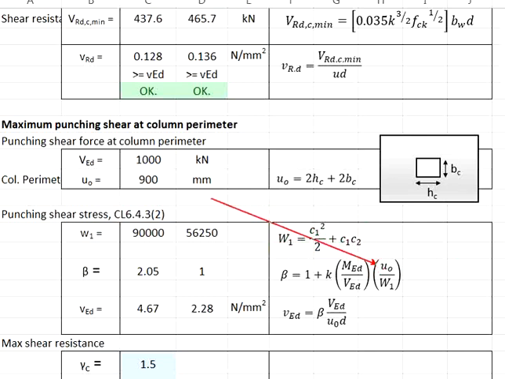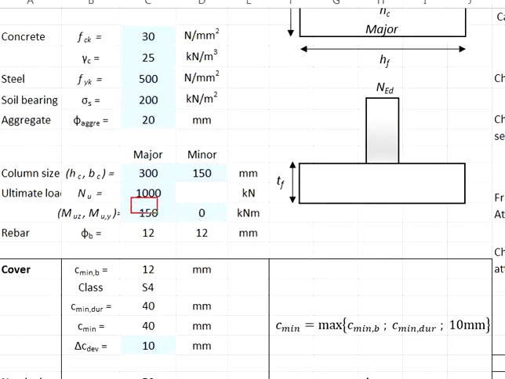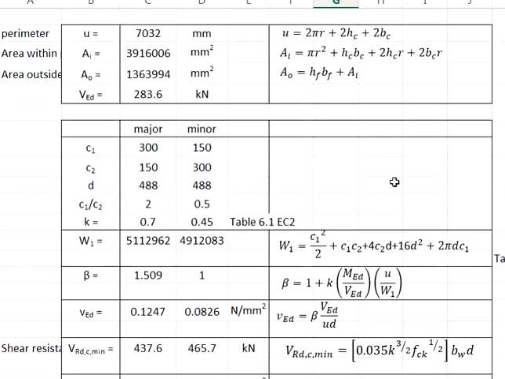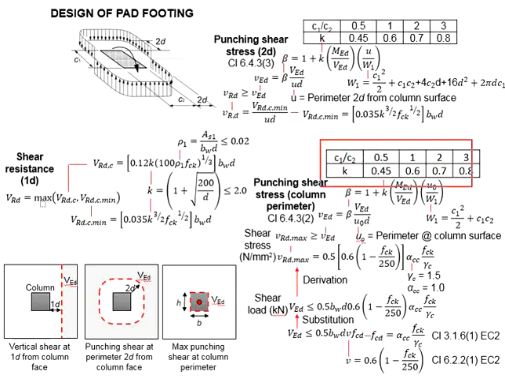Now you have u0, you have W1. The moment is given, which equals 150 kNm in the major axis. The VEd here will be equal to 1000 for the maximum punching shear. And then the k will be the same as what we calculated earlier on when we calculated the punching shear at 2d perimeter. It is basically referring to this table here. We need to get the ratio between c1 per c2.